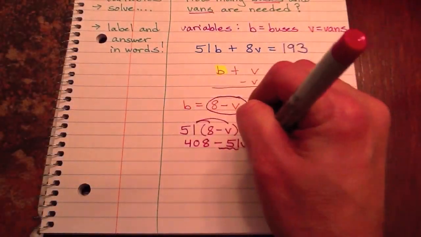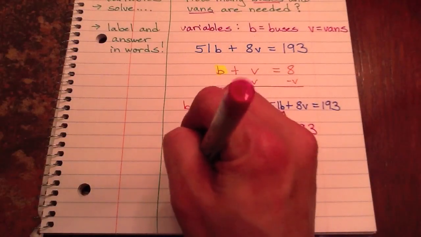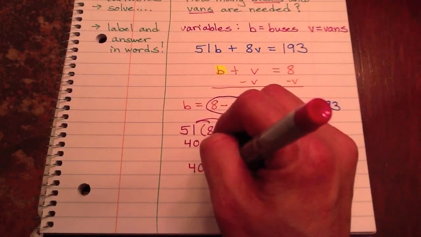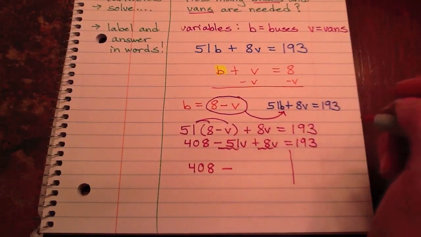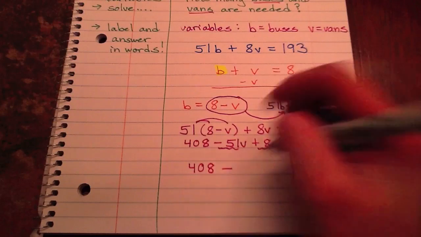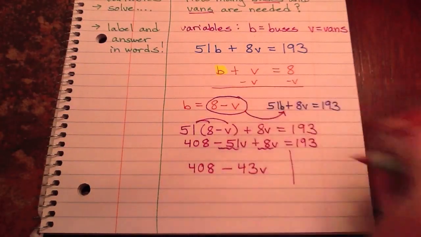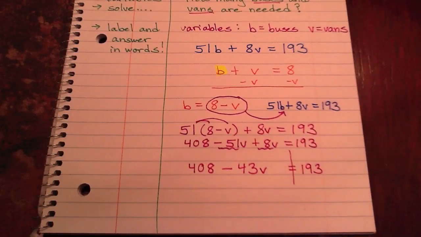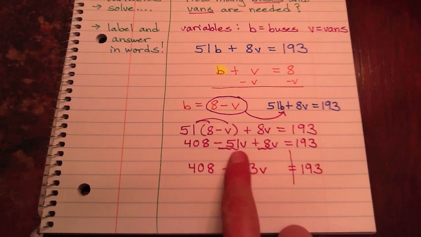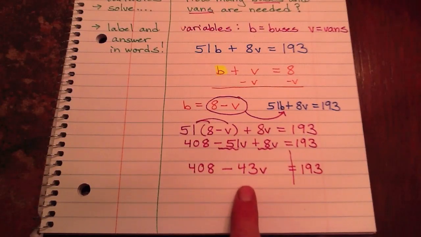These are like terms. 408 subtracting 43V equals 193. So all I did was combine those, and remember I'm combining them on the same side, so I'm not doing opposite operations. Isolate my V. Notice you have a negative. Be careful with that, but that's okay.